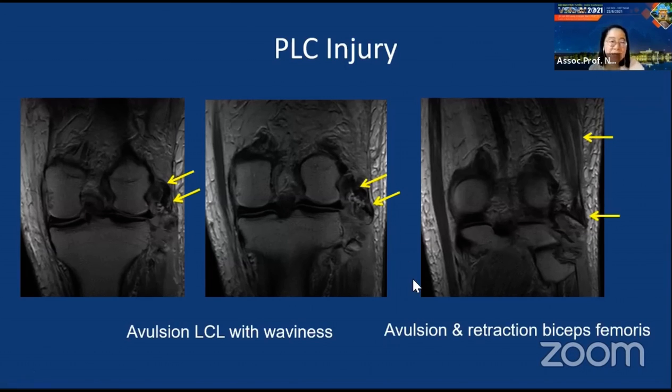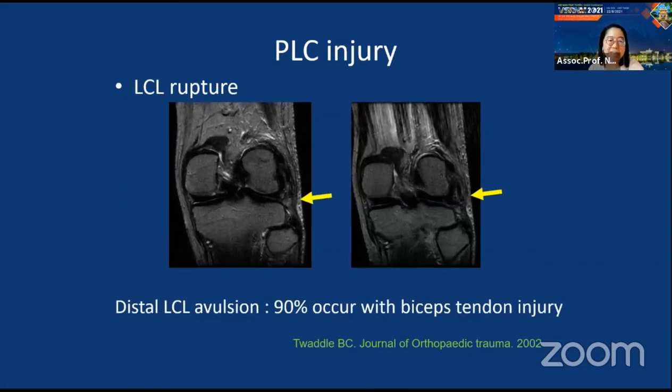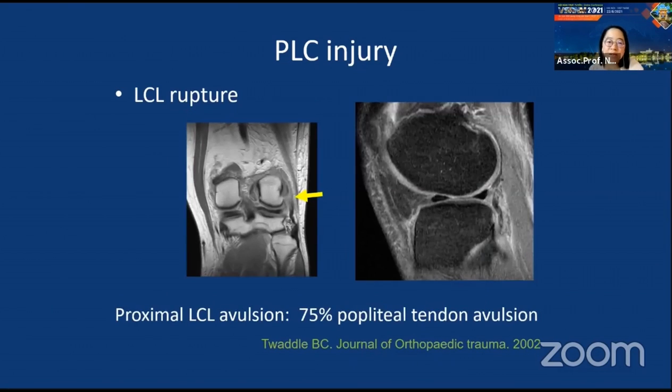Rupture can occur at the fibular insertion site or at the femoral insertion site. When you find disruption at the distal insertion, carefully look for biceps tendon injury because it can be associated about 90% of the time, so quite a lot. And when you have rupture at the proximal insertion, carefully look for popliteus tendon avulsion. About 70 or 75% will be co-associated, where you have a wavy tendon and avulsion of the tendon from the femoral insertion site.